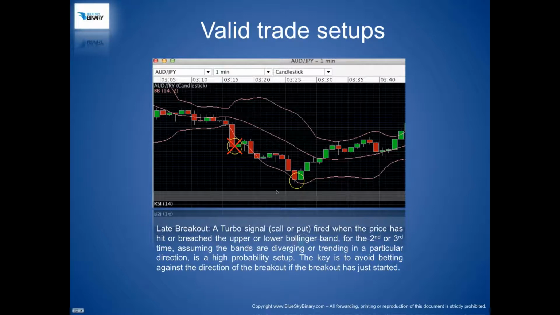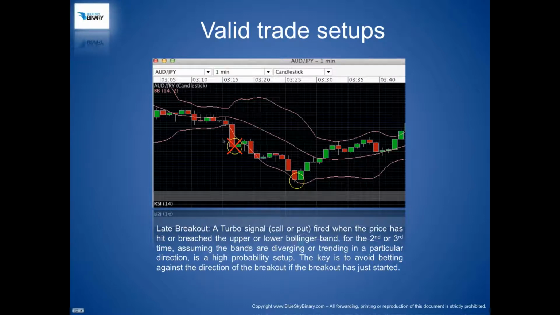And if the signal fires and it's the third resistance breach or the fourth, so if you get a call signal here and you can see that it's hit this resistance level a few times, then this one is probably going to expire in the money. But if it's the first time, and I'm going to reiterate this again, if you are getting a call signal the first time the candle breaks south or north, that means it's probably going to continue in that direction. All right, that's the risk.